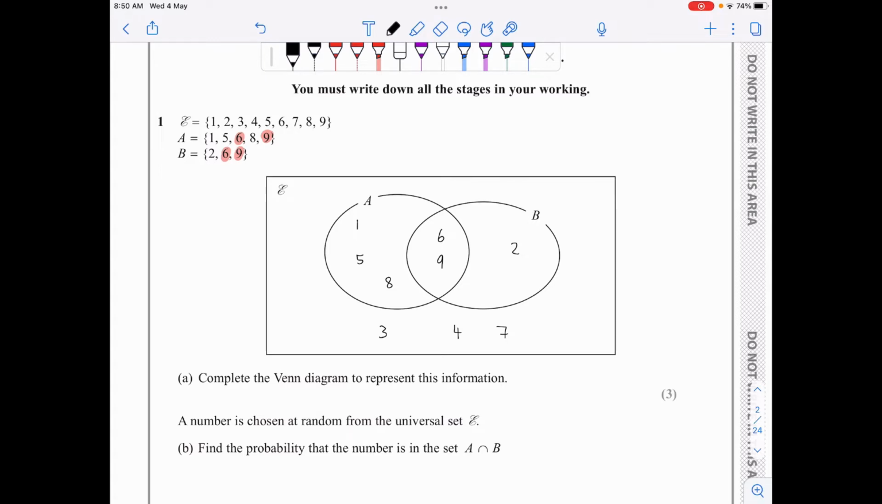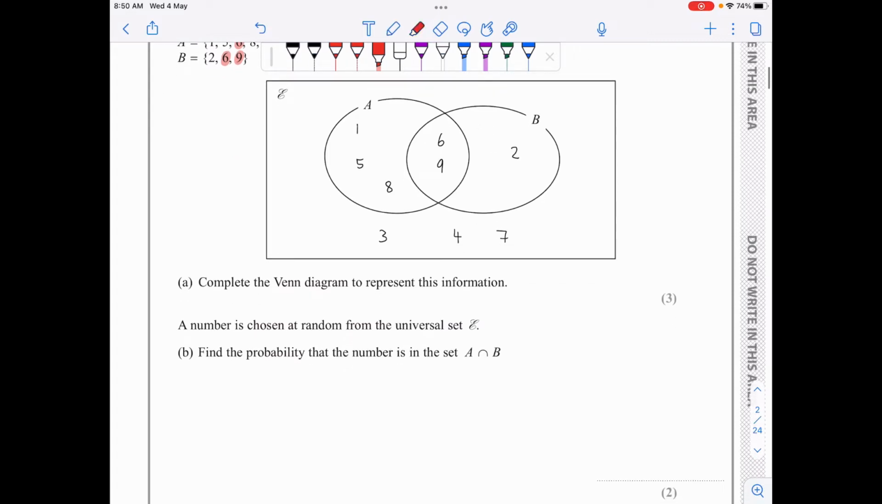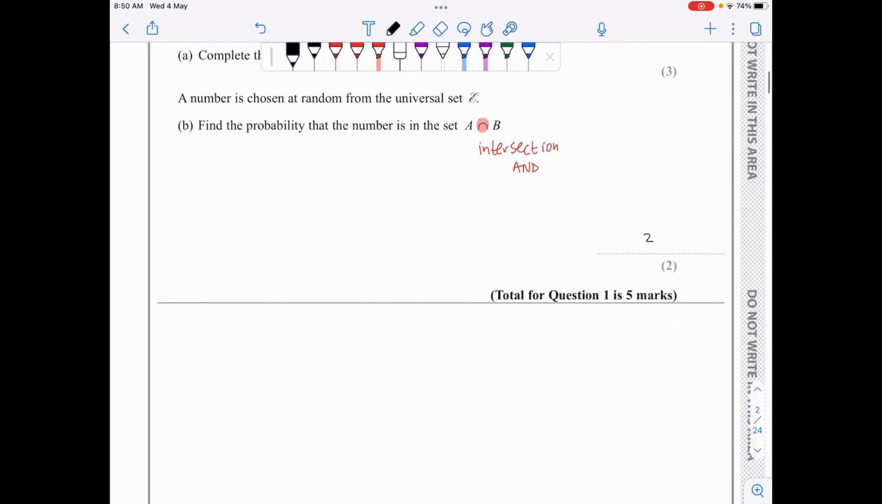Now, a number is chosen at random from the universal set. Find the probability that this number is in the set A intersection B. Remember that this symbol, the intersection symbol, simply translates into A and B. And we've got 2 elements in A intersection B out of a total of 9, so that's going to be 2 over 9.